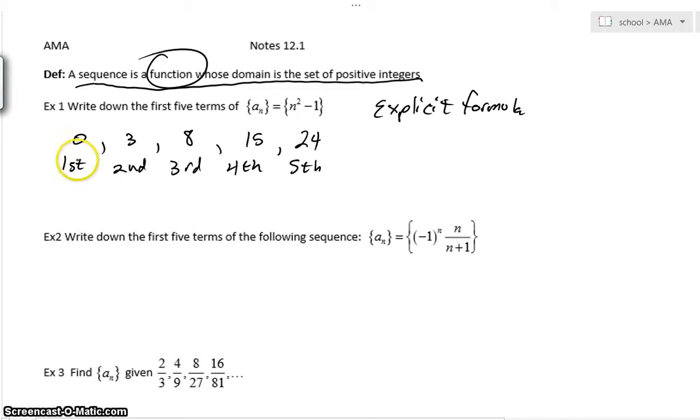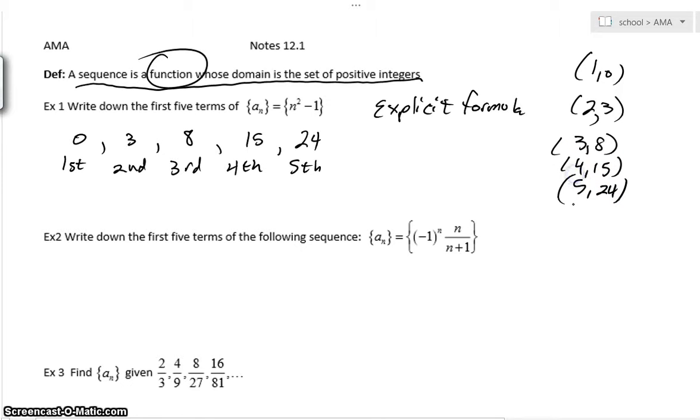So look, your first term, you could look at this as an ordered pair, like 1 comma 0. Your second term, you could say 2 comma 3. Third term, you could call that 3 comma 8, 4 comma 15, and 5 comma 24. Your book is not asking you to do that, but it's good for you to see it right now. By the way, you could graph those.